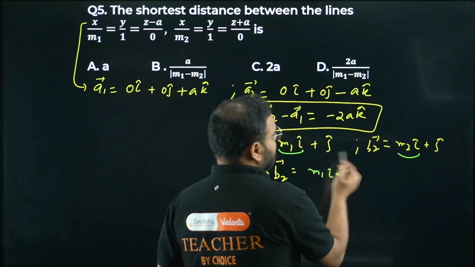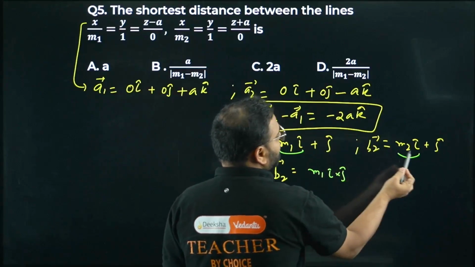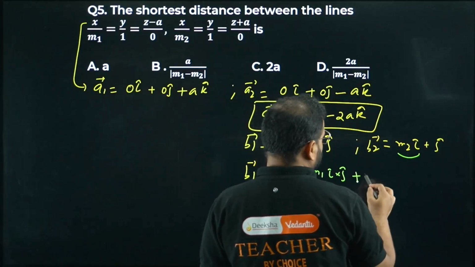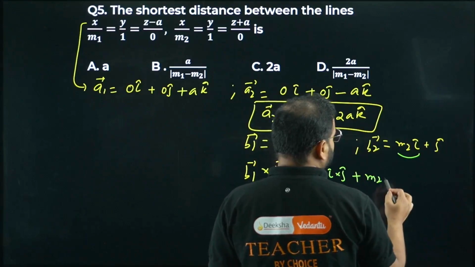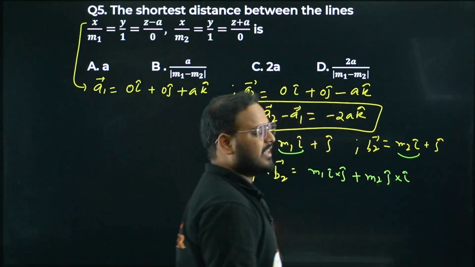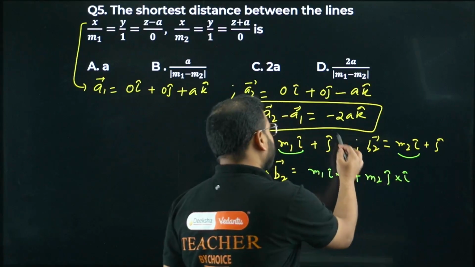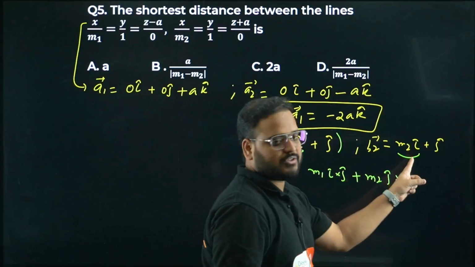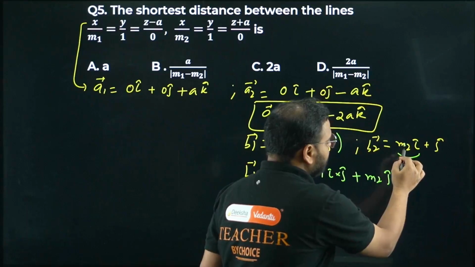Next, we're gonna multiply j with this thing. If you multiply j with m2 I cap, what are you gonna get? Plus m2 times of j cross I. Multiplying this with this, right? Multiplying, please check here, j with this. So m2 j cross I. Okay, done.